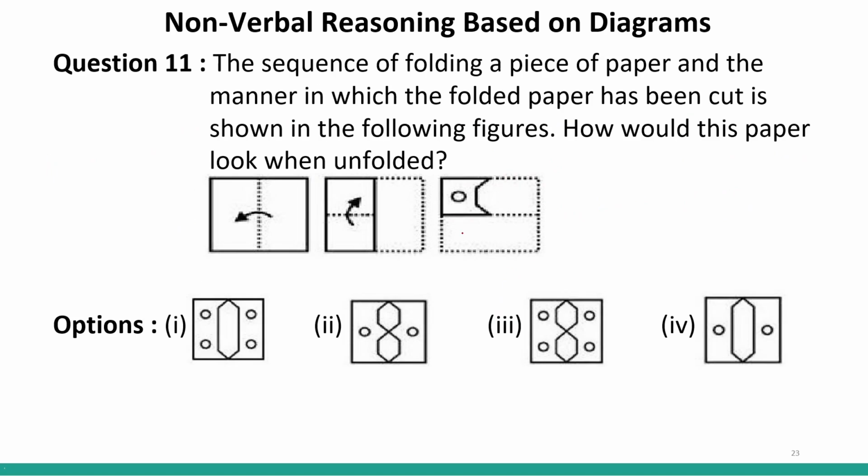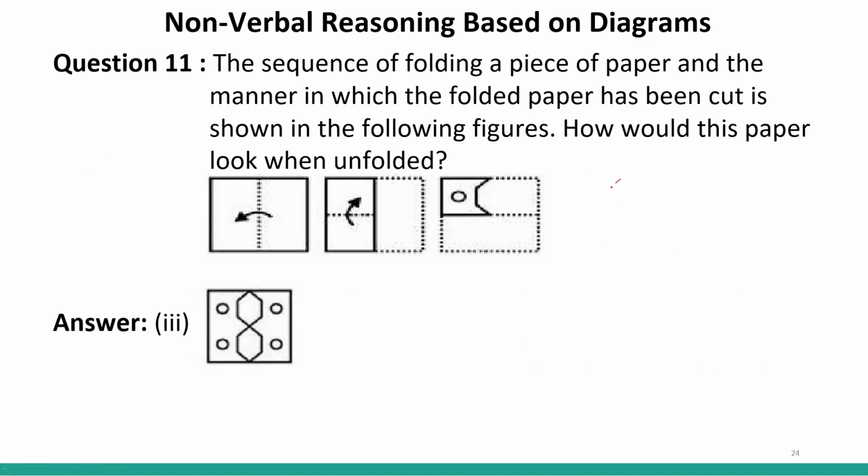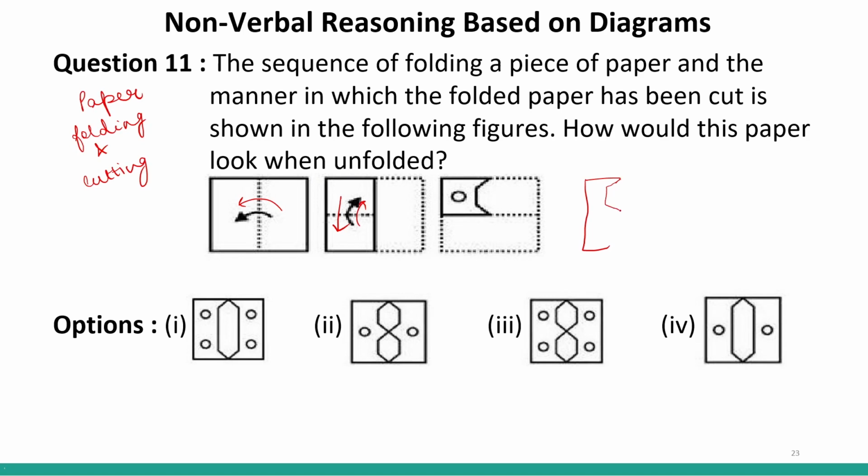Clear? This is again a question of paper folding and cutting. Again, two things. First, we have to look at the direction of folding. Second, we have to look at the incisions that are made because they will be inverted. So, first my paper was folded like this and then it was folded like this and then these incisions were made. So, now when I open my paper, it will be opened like this. So, if I open it like this, my incision will look certainly like this. It will look something like this.